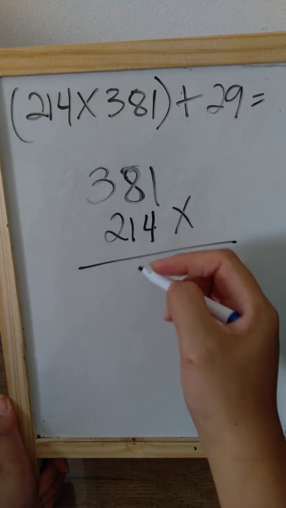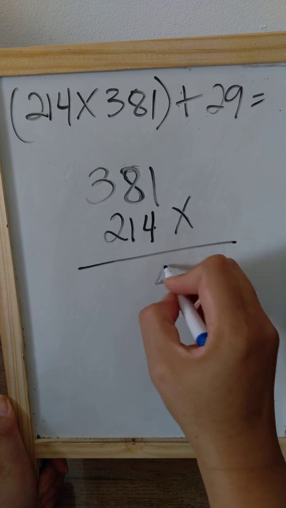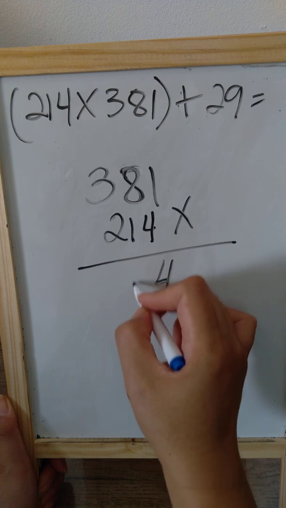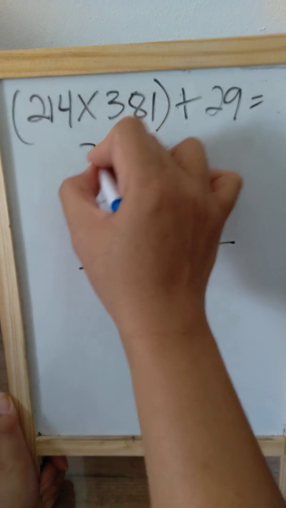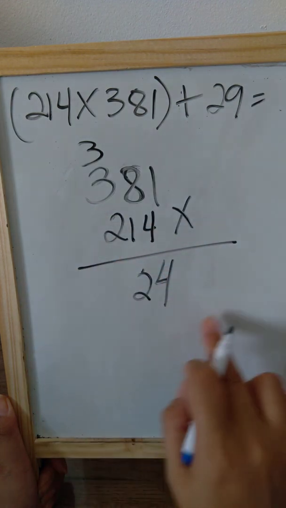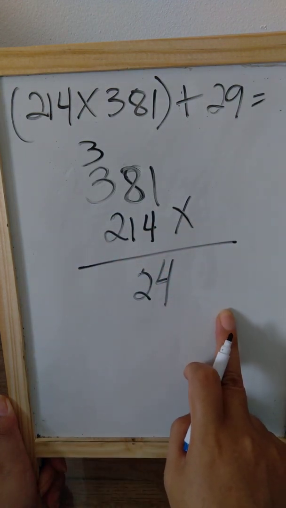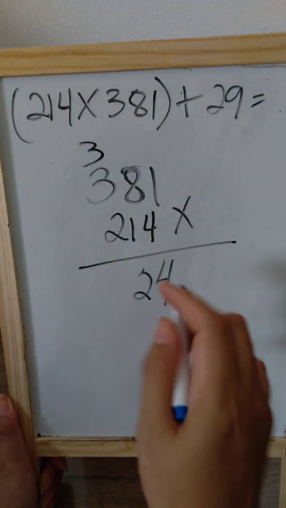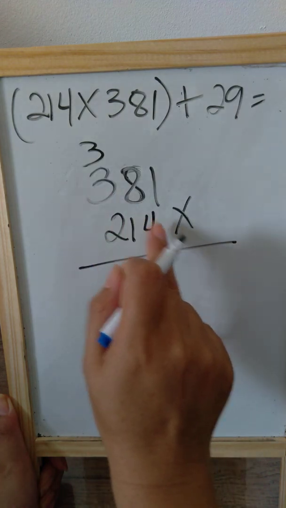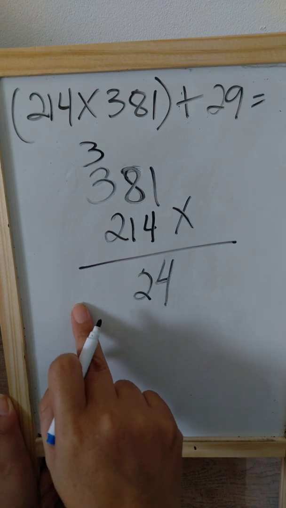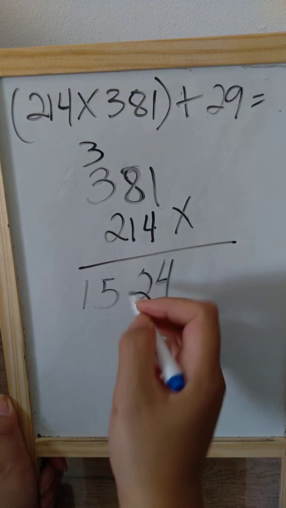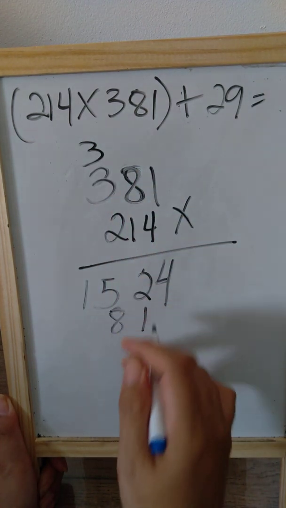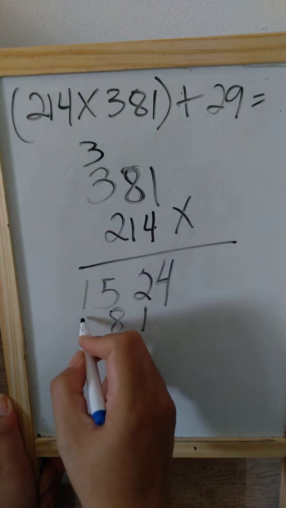Okay, so 4 times 1 is equals to 4. 4 times 8 is equals to 32. 32, carry 3 to 3. 4 times 3 is equals to 12. 12 plus 3 is equals to 15. So 15. 1 times 1 is equals to 1. 1 times 8 is equals to 8. 1 times 3 is equals to 3.